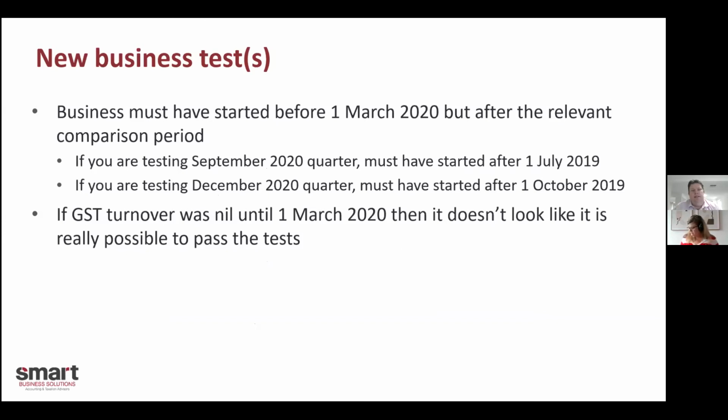So the new business test. The business must have started, so any new business, to be eligible, you still must have started before 1st of March 2020. If you started your business after this time, then you won't get into JobKeeper at all. So you started before that date, but after the relevant comparison period. So we've got the dates there. If you're testing for the September 2020 quarter, obviously that quarter starts 1 July 20. So you must have started after 1 July 2019 to use the new business test, and obviously different dates for December.